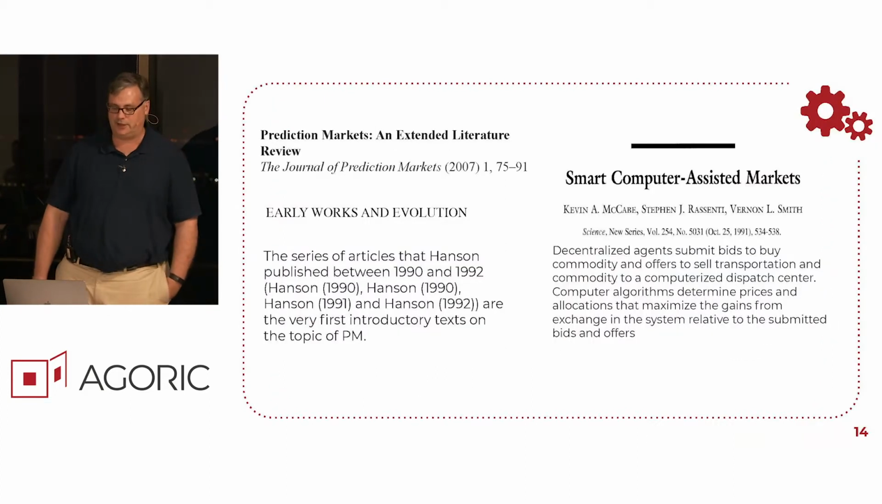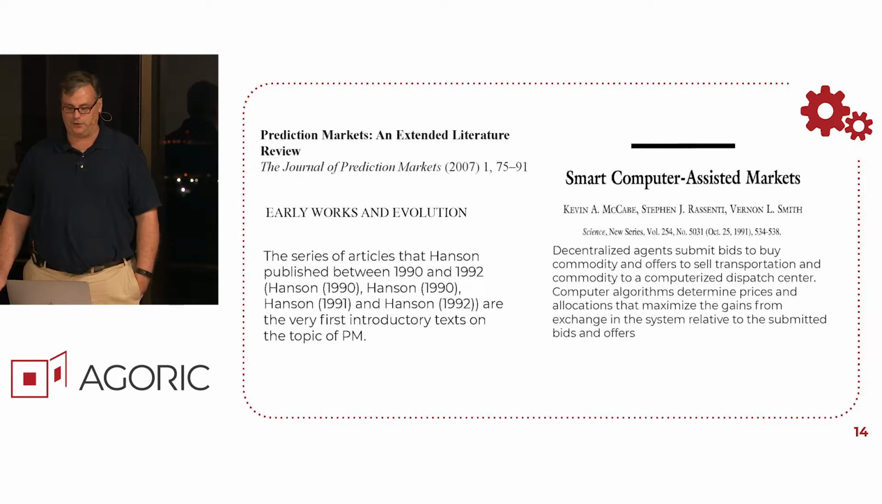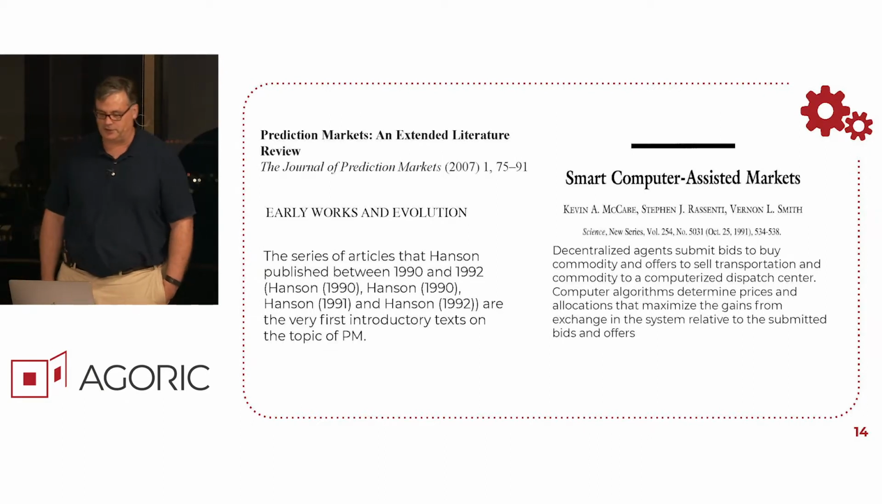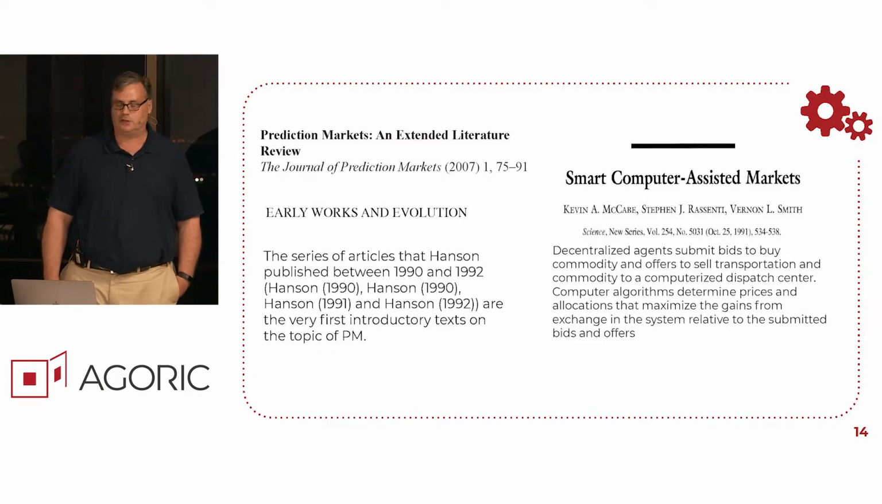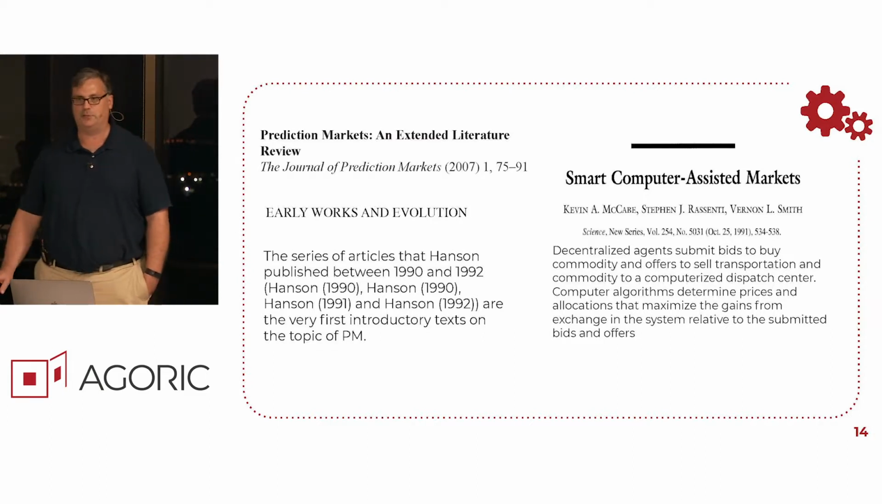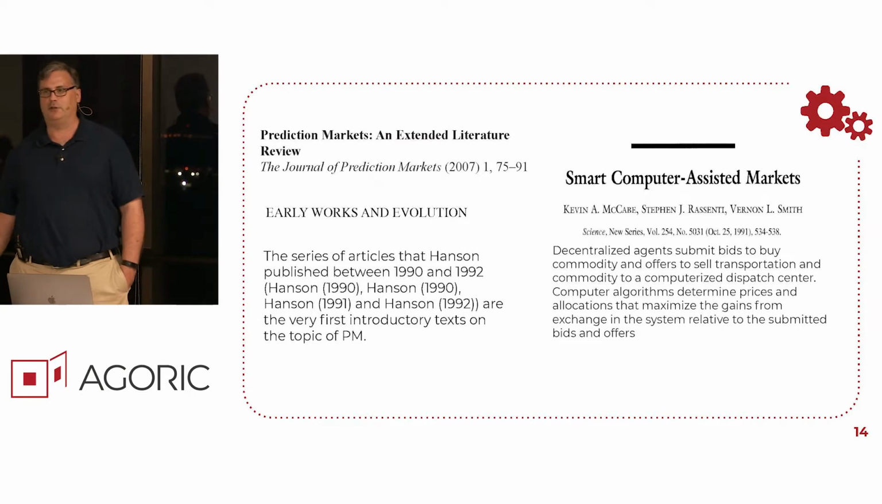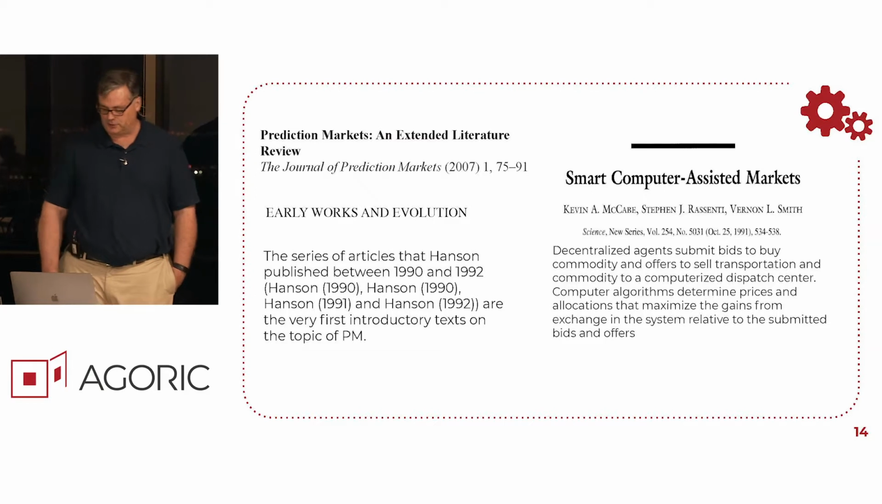Robin went on after that to get a PhD in economics from Caltech and really develop these ideas further. And Caltech was a big center of experimental economics, and the experimental economics community had been very early involved in this. There was a group around Vernon Smith at the University of Arizona who came up with the idea of smart computer-assisted markets and developed things like combinatorial auctions that were, you know, now possible on computers.